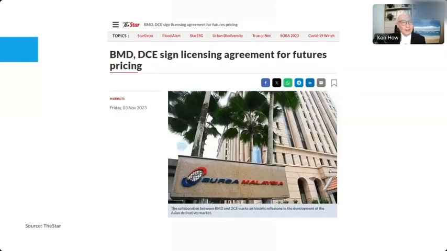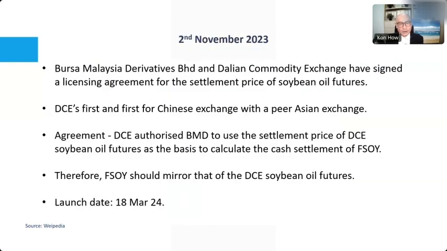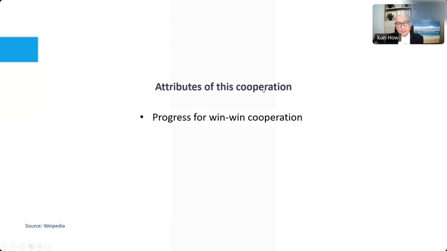Now, first of all, I came across this news on the 3rd of November. It's across all different articles. I remember that I also saw it on major news outlets like Bloomberg: BMD and DCE signed a license agreement for futures pricing. And I'm excited for Malaysia because all this while I knew that China is expanding and DCE is a very huge exchange with record volume trading commodities. And for them to partner with BMD is a big thing to me for Malaysia and the rest of Southeast Asia. So when I read this news, I got into the detail, and this is what I know, that's what I read.